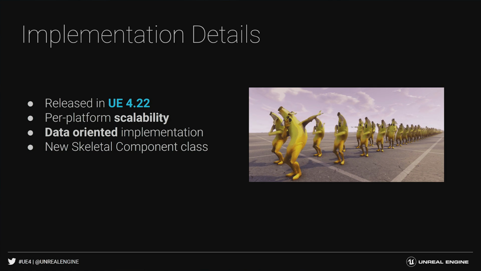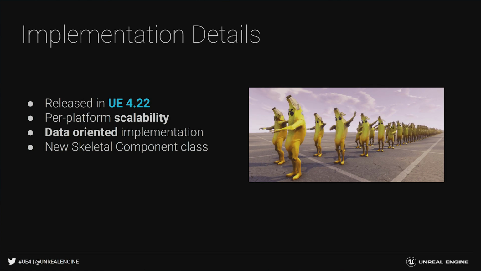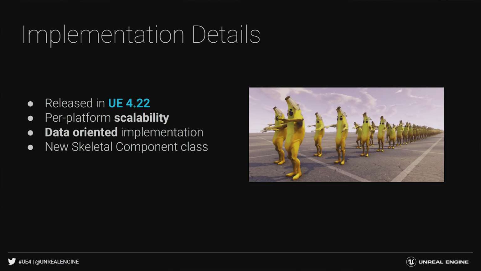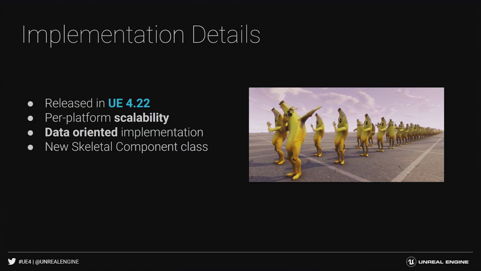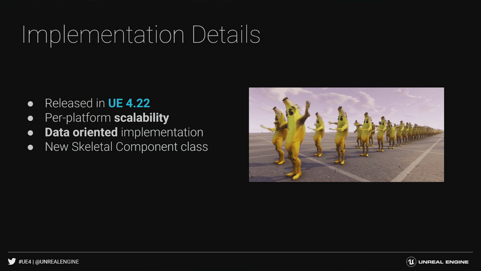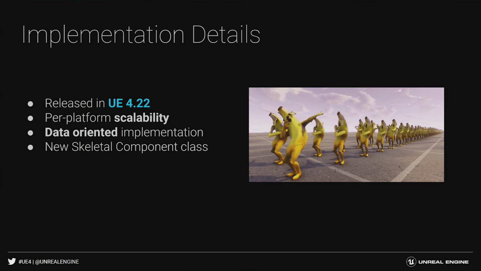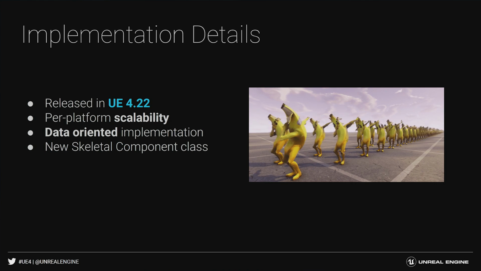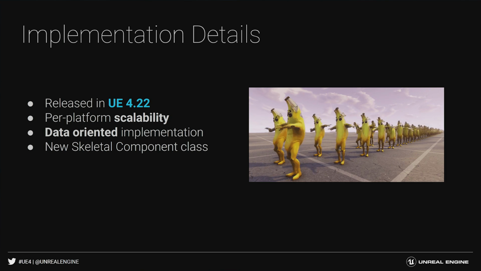There are lots of options, like I mentioned, for per-platform scalability. You can choose what the budget is on different platforms and how aggressively you want to control some of these different things. We've also tried to make this really efficient. It's a data-oriented implementation. It tries to be really cache-friendly, keeping all of the state together so we can work very quickly to determine what work needs to be done by which components. It's implemented as a new Skeletal Mesh component class, so you can opt in just for some of the meshes in your game. It's not an all-or-nothing solution.